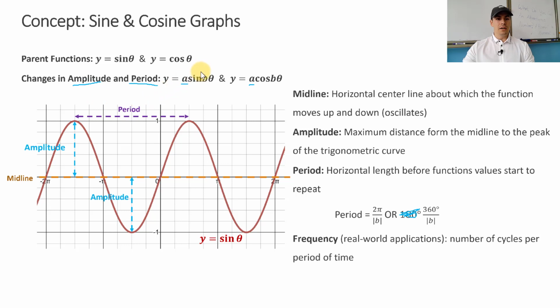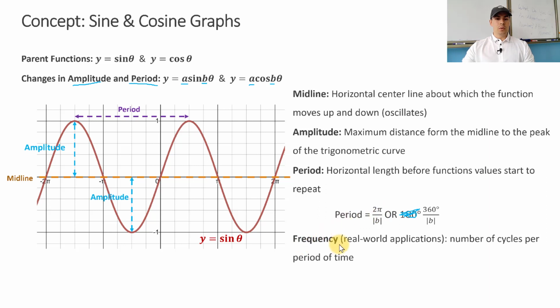Now, b is what affects our period. So if I have y equals cosine 2 theta, then to find the period I would say 2 pi over 2, since my b in that case was 2. That simplifies to just pi. So my period length would be pi. So that is our period.